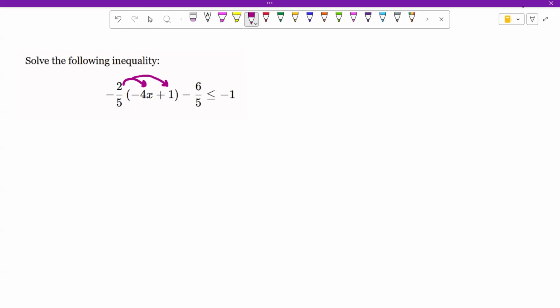We have to multiply, so we get positive 8 over 5 x plus negative 2 over 5, minus 6 over 5, less than or equal to negative 1. Very good. We got this. All right. Now, what do we do?